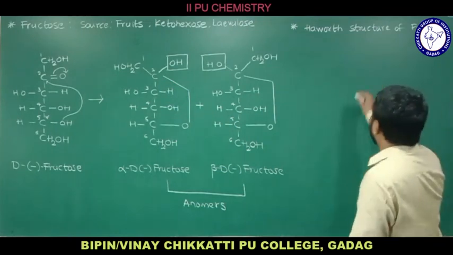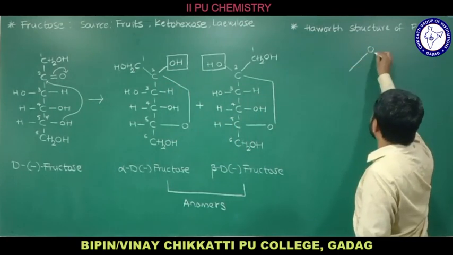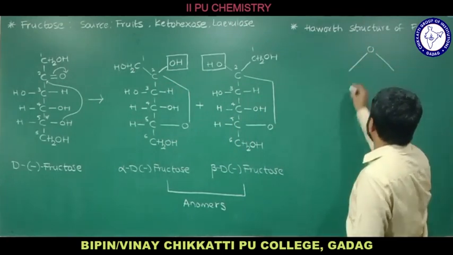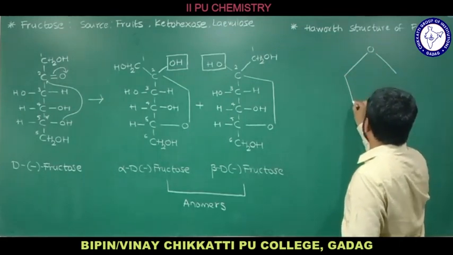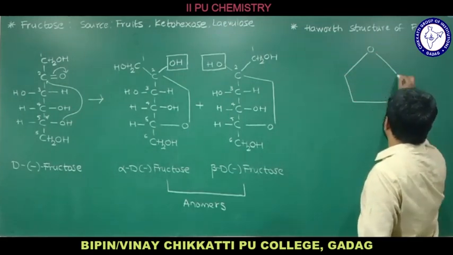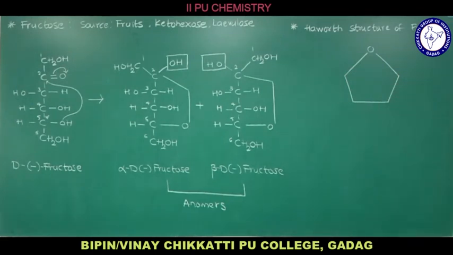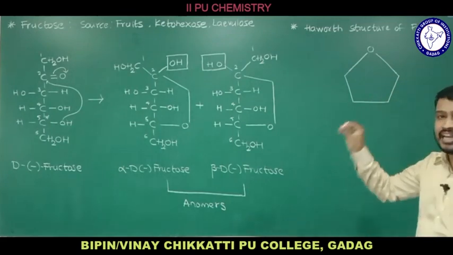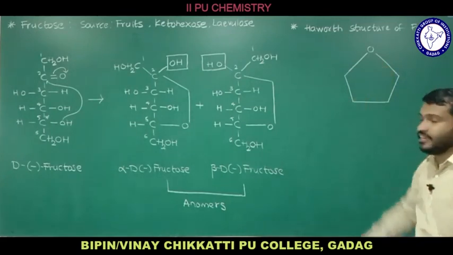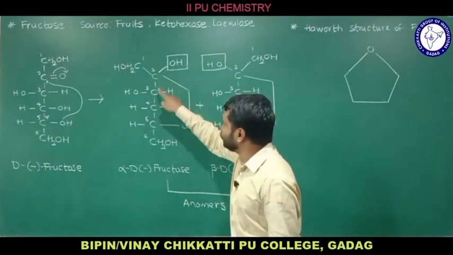So now see how I am going to draw the structure. This is the structure I can draw for fructose. This is a skeleton here. So we have a 5-membered cyclic ring with oxygen here. Why 5-membered? Because see, in the cyclic ring we have carbon number 2, 3, 4, 5.